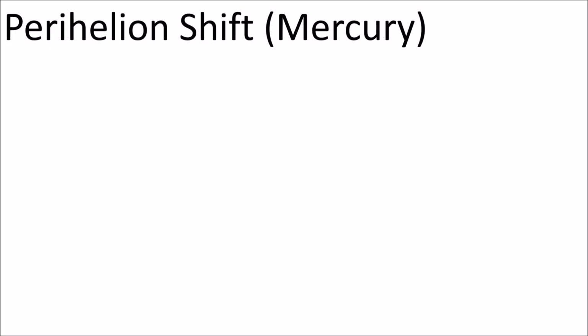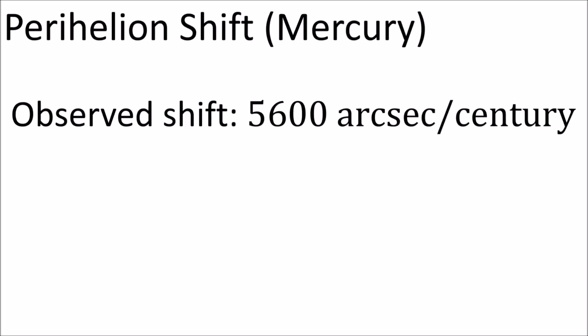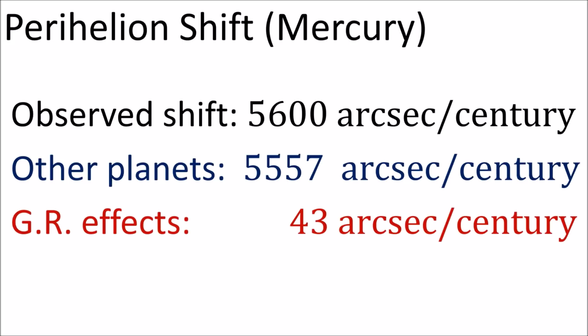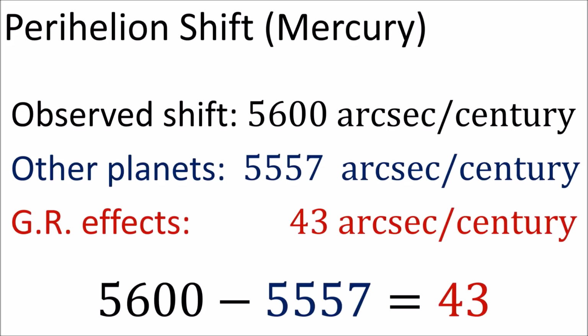In reality, Mercury's perihelion shift per century is larger, due to the gravity of the other planets in the solar system. But 43 arcseconds is the amount of observed perihelion shift that cannot be explained by the gravity of the other planets. It's a small correction factor that general relativity was able to predict.